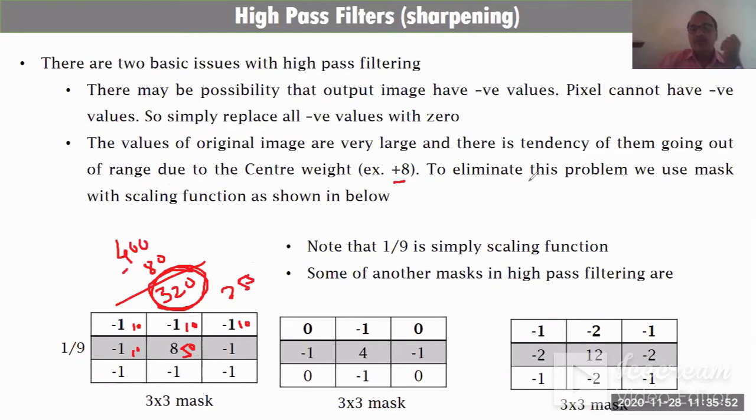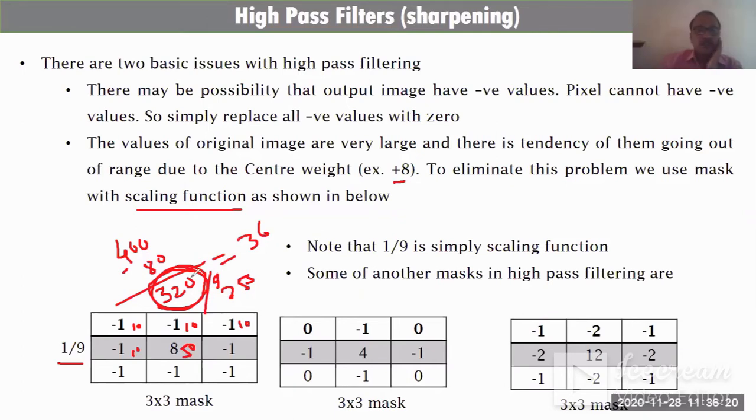So to eliminate this problem, we can use a mask scaling function. For this purpose, a mask scaling function is used here. For this example, 1/9 is the mask scaling function. So we divide this by 9, and it will be something like 36 or whatever it may be. So it is within the range.